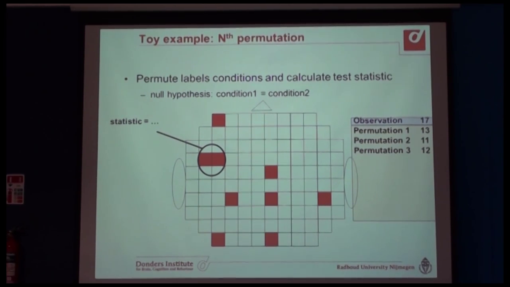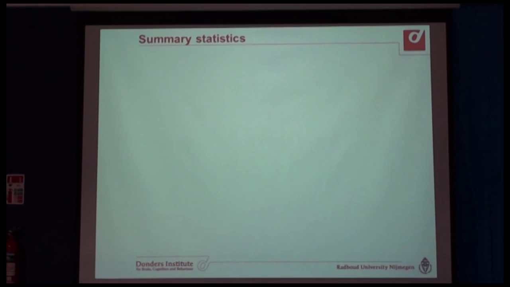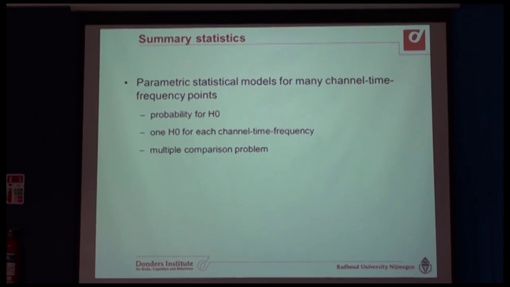So if I've done many of these permutations, I've computed something that I considered evidence in favor of my alternative hypothesis. I just look at where my observed statistic is in this distribution. To summarize, we can do parametric statistical models for many channel time frequency points, where we compute the probability given the null hypothesis, formally doing one null hypothesis for each channel time frequency point, giving a massive multiple comparison problem.